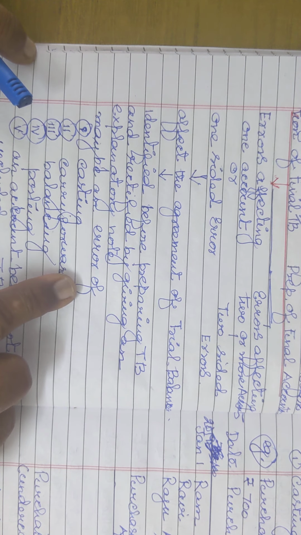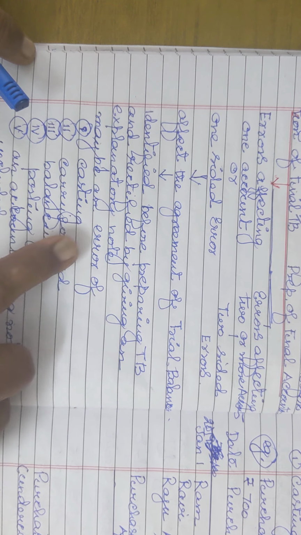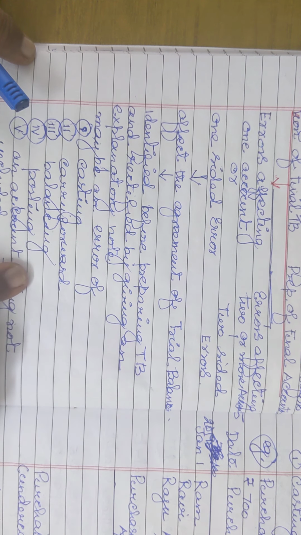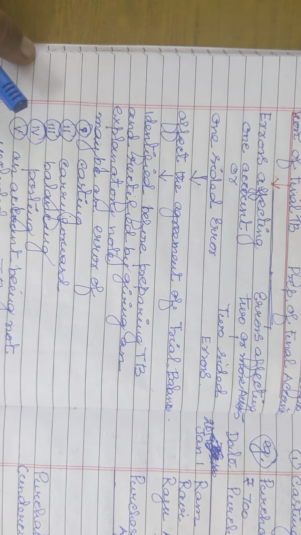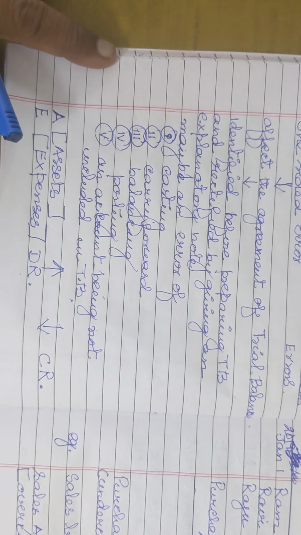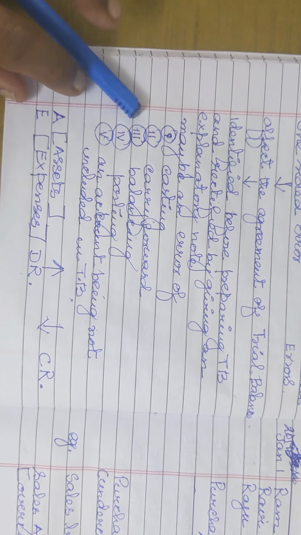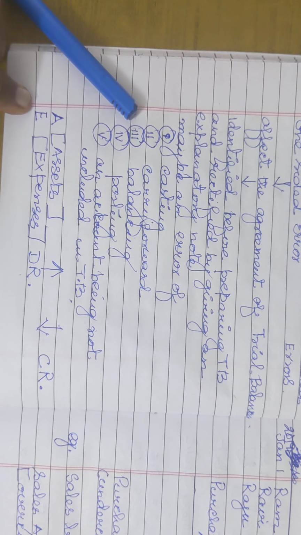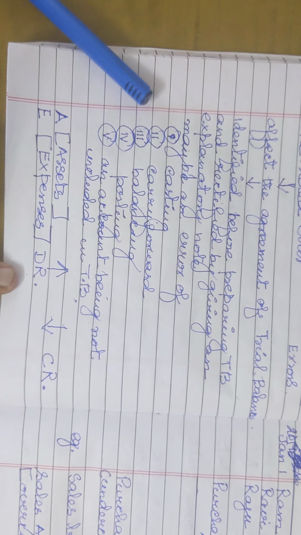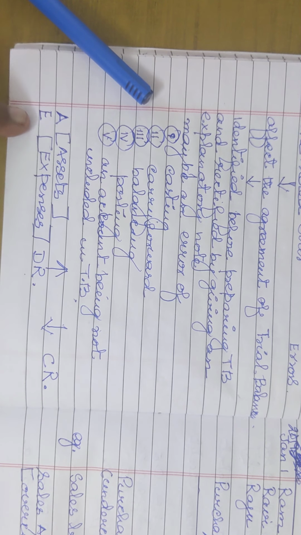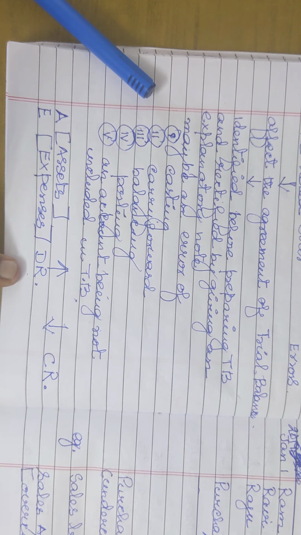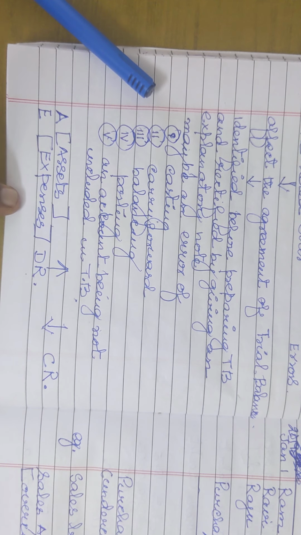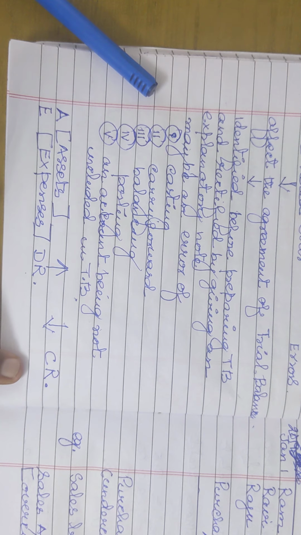These errors, one-sided errors, may be an error of costing, carrying forward, balancing, posting, an account being not included in trial balance. We will see one by one. Before that, you must remember AE. There is an increase, we have to debit. A means assets. E means expenses. Whenever there is an increase in assets and expenses, we have to debit that account. Whenever there is a decrease in assets and expenses, we have to credit it.